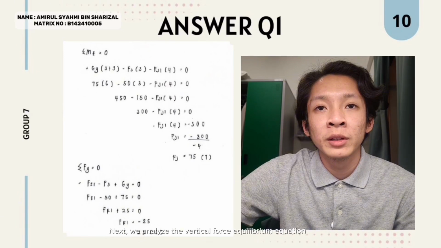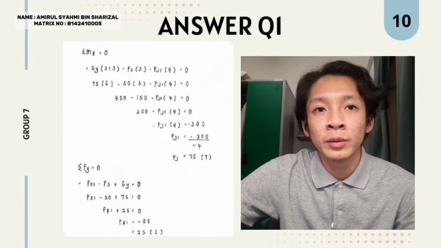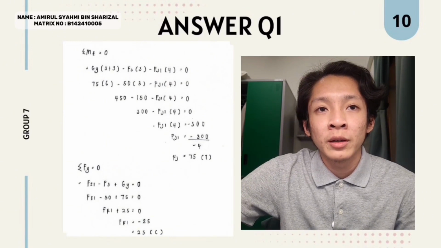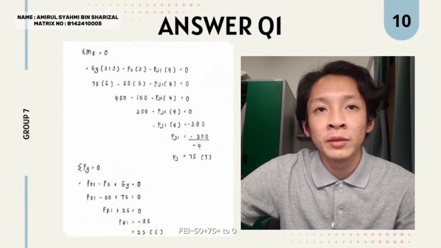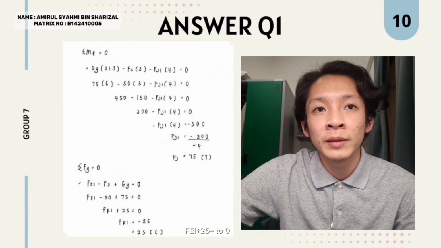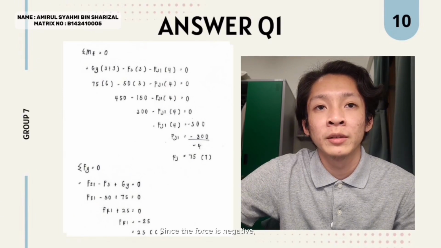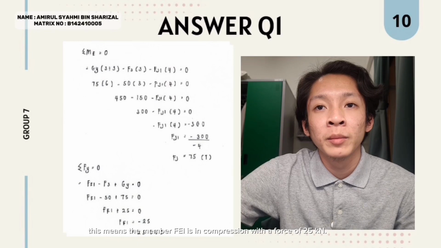Next, we analyze the vertical force equilibrium equation. Sum of Fy equal to 0, and then we write the equation FEI minus F3 plus GY equal to 0. After that, we substitute the values. FEI minus 50 plus 75 equal to 0. FEI plus 25 equal to 0. Rearranging, we get FEI equal to negative 25 kilonewton. Since the force is negative, this means the member FEI is in compression with a force of 25.